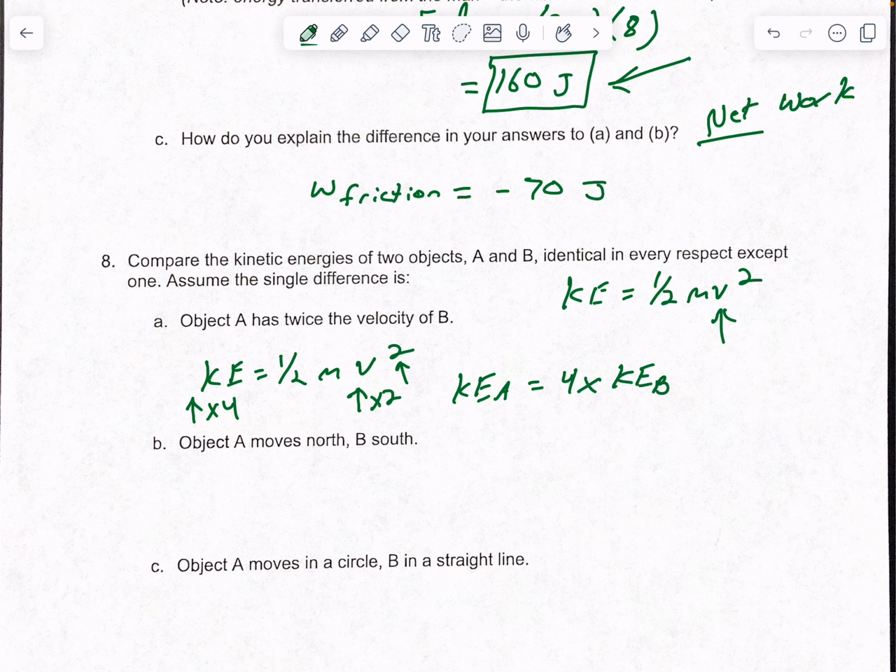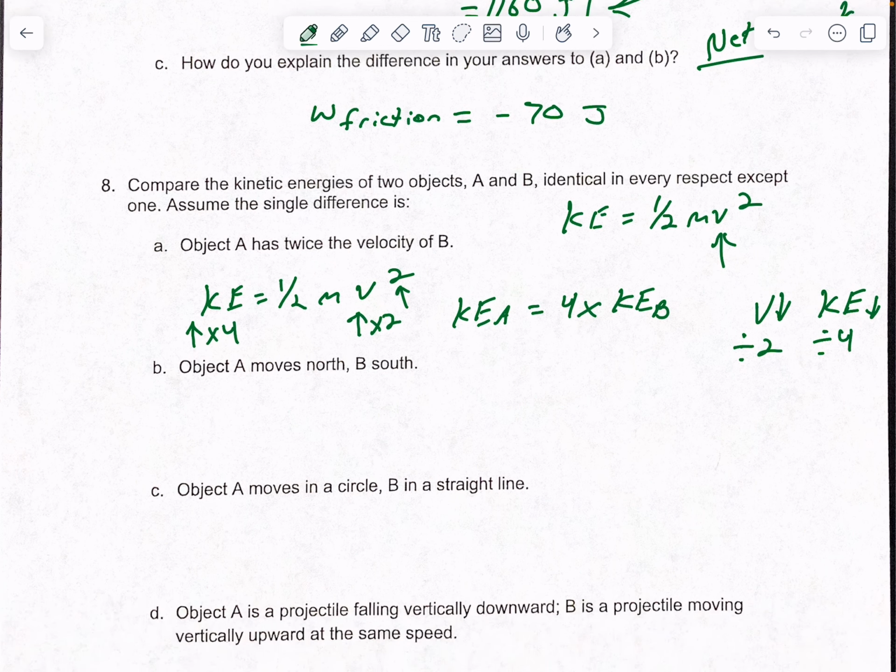Okay, so just be careful with that squared. Okay, if I were to triple that, like if I tripled the velocity, my kinetic energy would actually go up by a factor of 9. Okay, or if you go the opposite way, if I take my velocity and I go down by 1/2, okay, so let's just say we divide it by 2, your kinetic energy is going to go down by divided by 2 squared, so it's going to be divided by 4. Okay, so just watch out for that squared. B, object A moves north, B moves south.